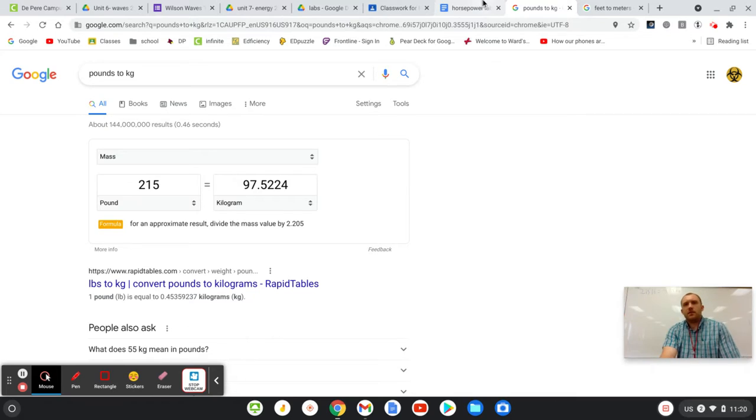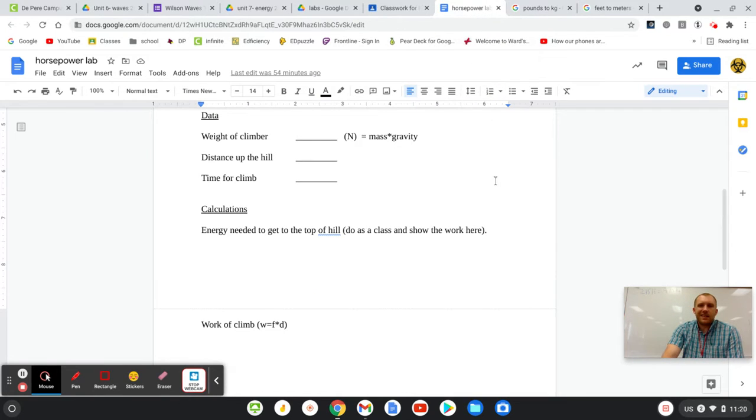So that's that. And then distance up the hill or stairs. We're actually going to use stairs, since we're not able to go outside and use the hill as much. You just need the height of it. So however, if you can take even a ruler or a tape measure and measure from the bottom to the top how high it is, the stairs outside of my room, or what we use in class, are 3.9 meters.